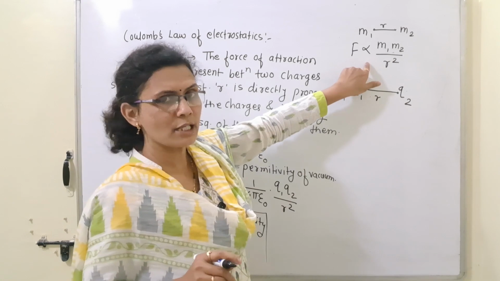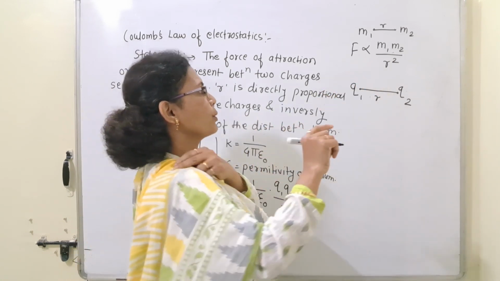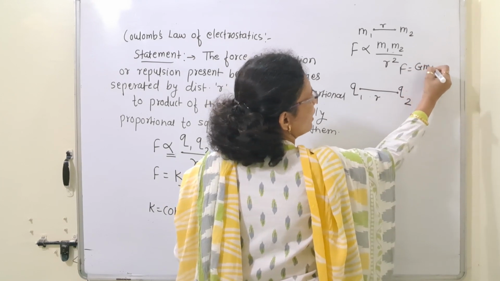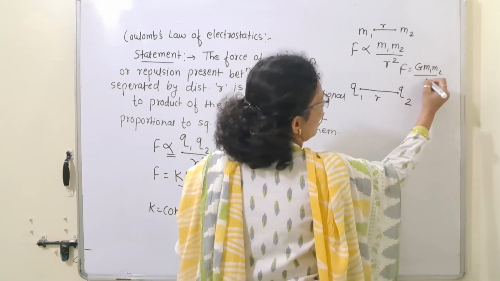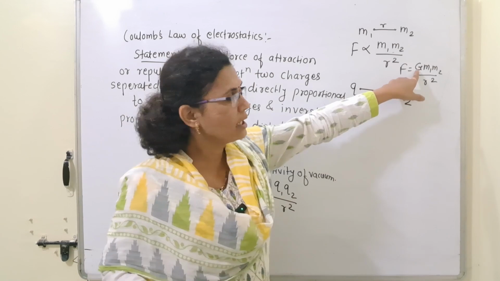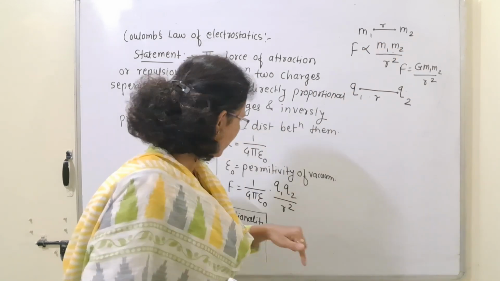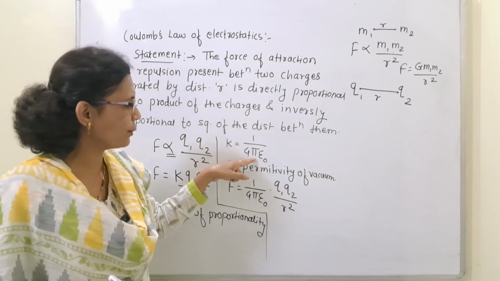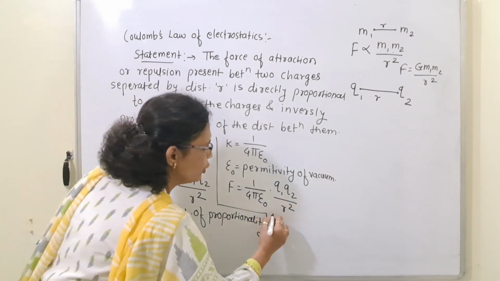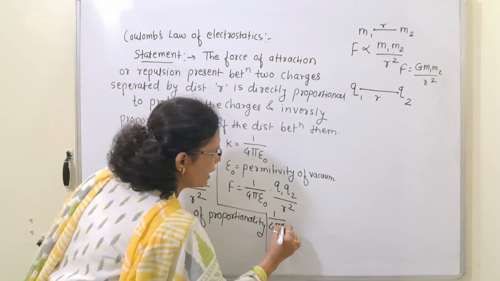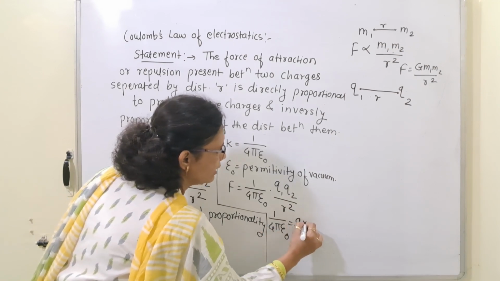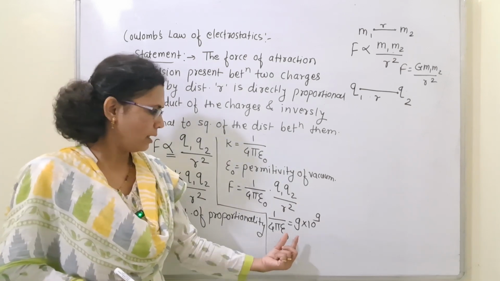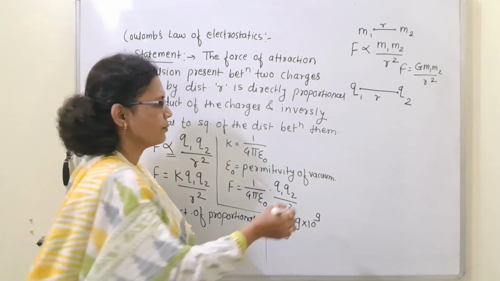See, in this case also you have put that constant of proportionality as G. F is equal to G M1 M2 upon R square. That G is the constant of proportionality. Here K is the constant of proportionality and having value 1 upon 4 pi epsilon naught. And the value of this 1 upon 4 pi epsilon naught is 9 into 10 raised to 9. This is the constant factor, that is 9 into 10 raised to 9.